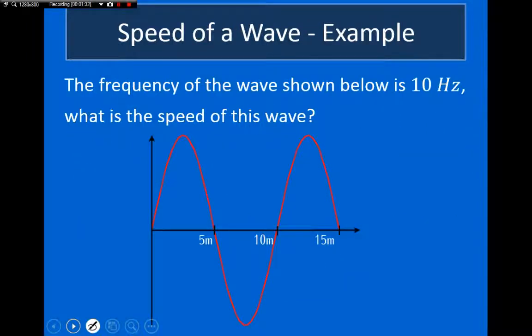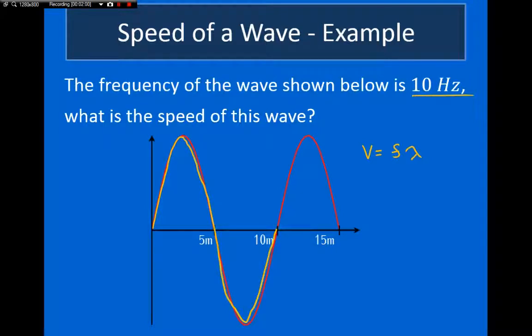Now, let's go ahead and work through just a very simple example. So in the figure below, I have a drawing of a wave, and I say that this wave has a frequency of 10 Hertz. So the question is what is the speed of this wave? In the previous slide, I said that the speed of a wave is equal to frequency times wavelength. Looking at this figure, we can see that one wavelength is something like this. We can see that one wavelength is equal to 10 meters. So plugging this in, 10 Hertz for the frequency, 10 meters for the wavelength, this has a speed of 100 meters per second.